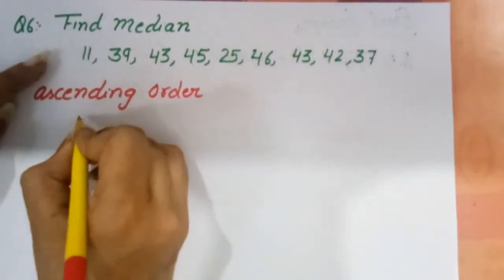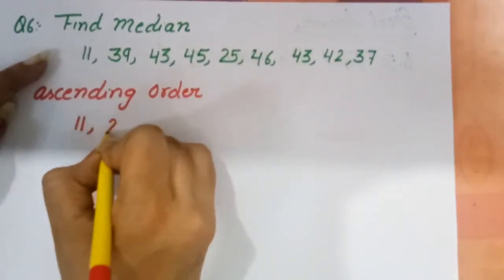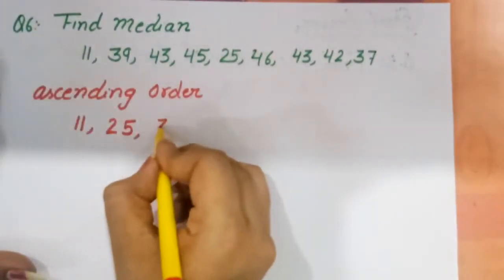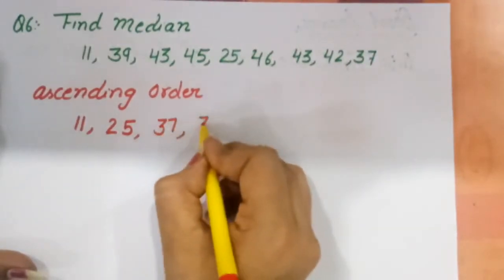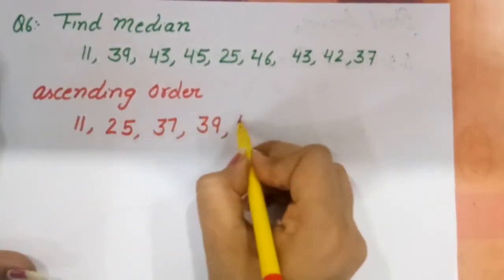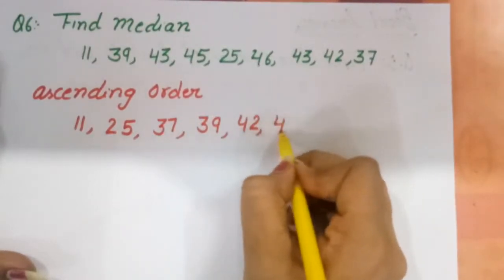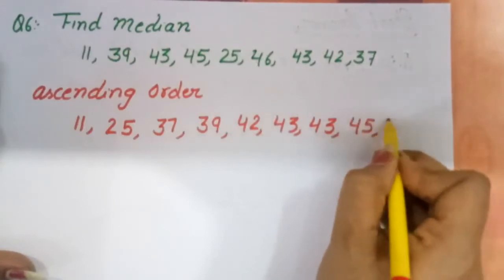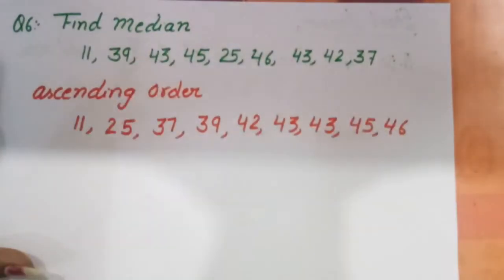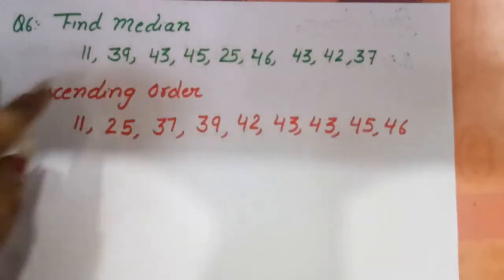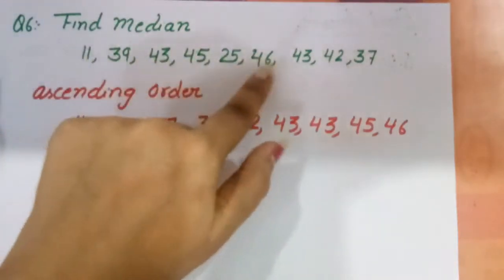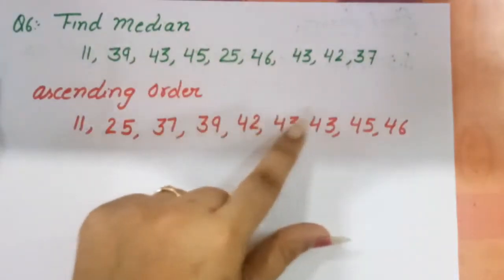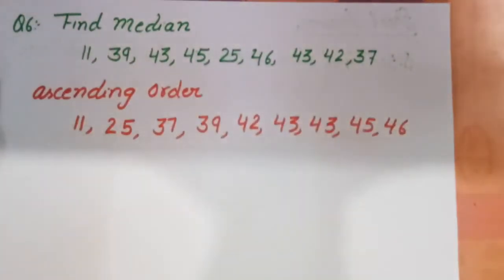First is 11, then 25, and after that 37, then 39, then 42, 2 times 43, then 45, and then 46. Now you can count the terms so that you don't miss any: 1, 2, 3, 4, 5, 6, 7, 8, 9. So there are 9 terms. That means I have written all the terms.